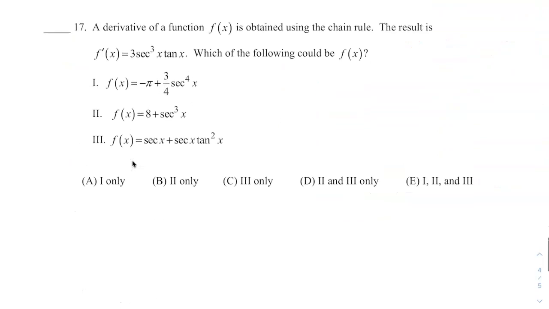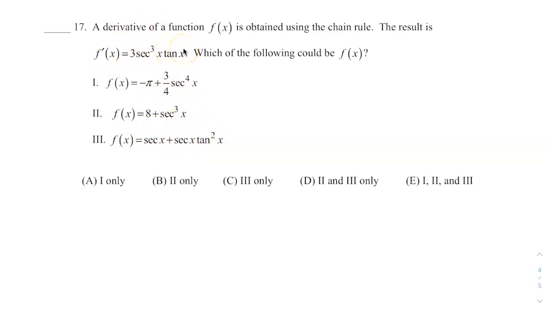Okay, next one. So our last one here. A derivative function f is obtained by using the chain rule. The result is f prime of x equals 3 secant x tan x. Which of the following could be f of x? 1, 2, or 3. So basically what we got to do is take a derivative of each one of these and see which of them gets me that as an answer.